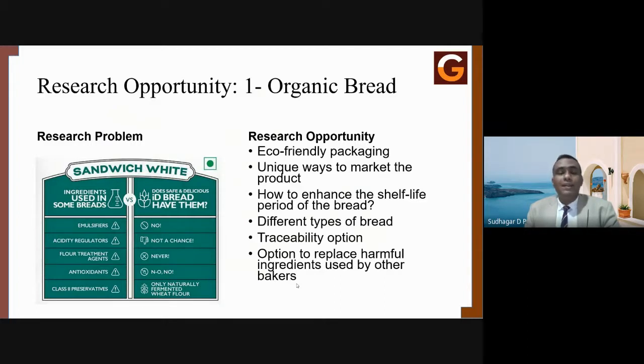So, the way ID Bread has focused on addressing a particular problem, you also can think about how you can work on this particular idea and come out with different ways how this product can be enhanced further. So these are some of the opportunities that I have listed now, which you can think of. It's not necessary that you have to be someone related to the discipline to research on bread. You could be interdisciplinary also. You can work on this particular research opportunity.